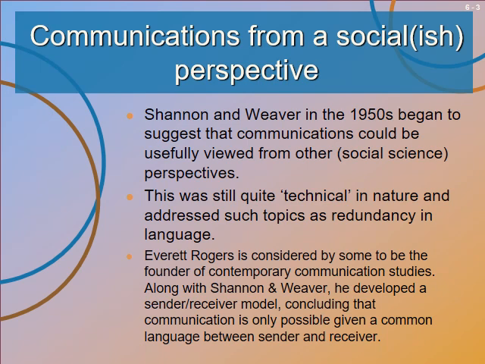Here you can see that it really wasn't until the 1950s when people started to consider that there might be other aspects to communications than purely technological considerations. And Shannon and Weaver in the 50s began to talk about communications from a social perspective. But you can see that this was really relatively late in life.